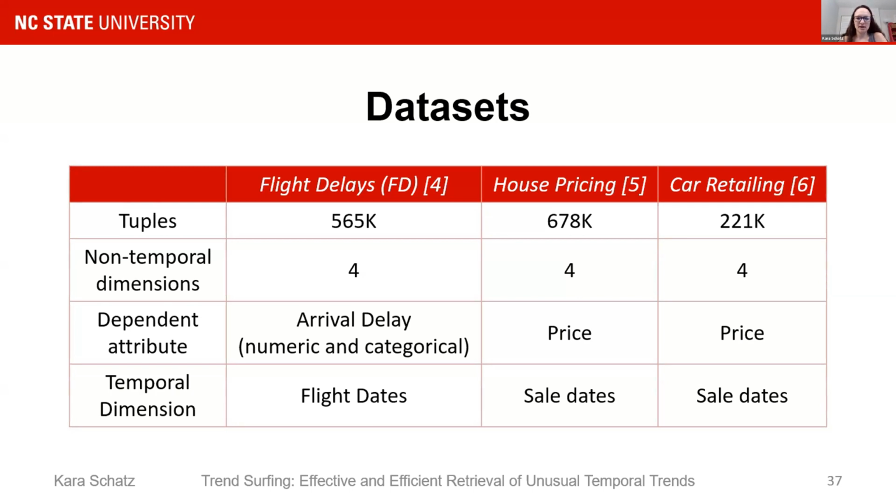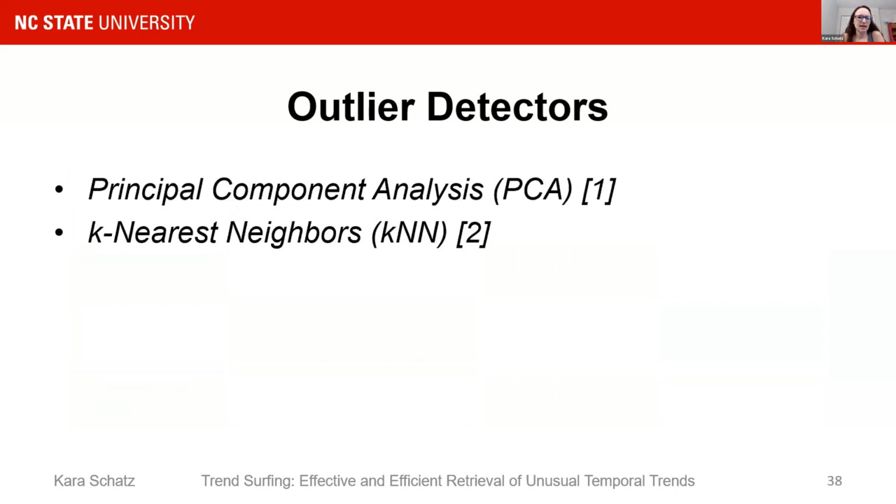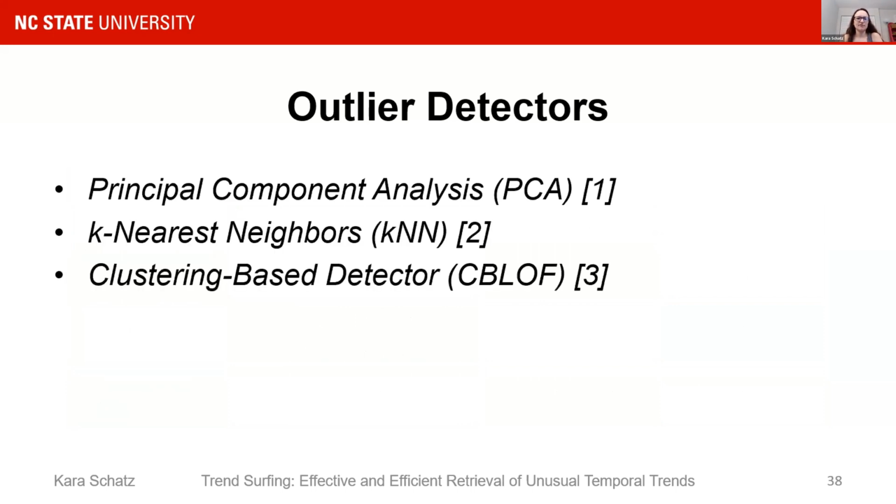All 3 of the data sets have 4 non-temporal dimensions. And we wanted to show that our approach works for both numeric and categorical dependent attributes. So we use the dependent attribute arrival delay from the flight delay dataset in both forms, numeric and categorical. We use the 3 popular outlier detectors mentioned earlier, PCA, KNN, and CBLOF, as the outlier rankers for our experiments.